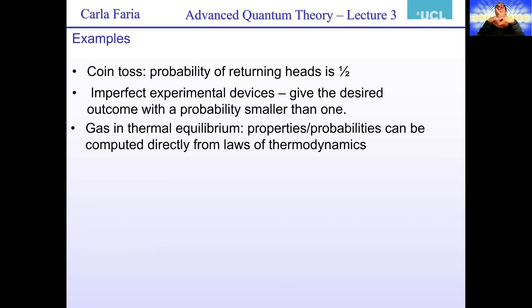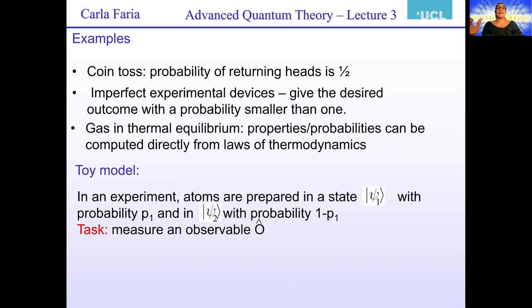So these are all possible sources of uncertainty, and this list is just to give you a very tiny example of what could happen, because at the end of the day, this is going to be non-exhaustive. And just to give you an example, let's consider a very simple toy model. In this toy model, we're going to prepare atoms in a state psi1 with probability p1, and in a state psi2 with probability 1 minus p1, which is p2.